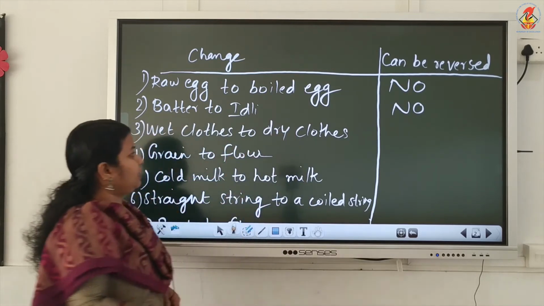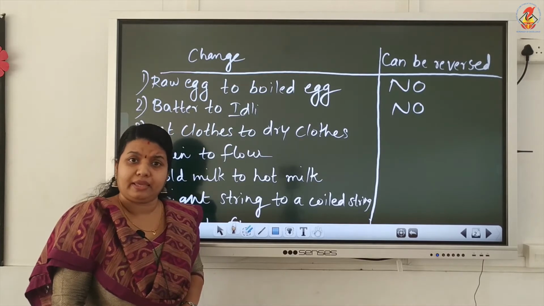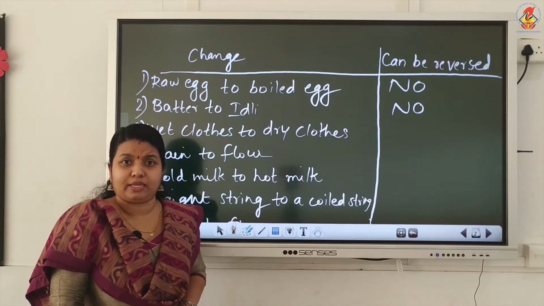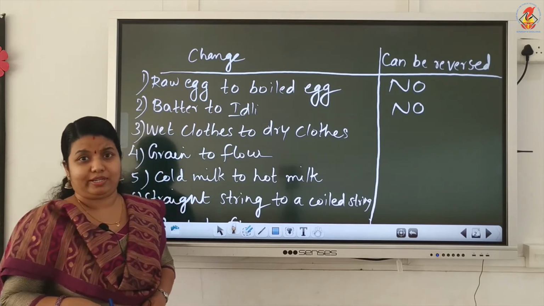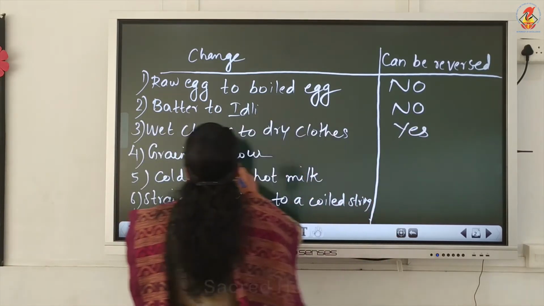Next one, wet clothes to dry clothes. How do you make wet clothes dry? By spreading them in the sun. Can you convert the dry clothes to wet clothes again? Yes, just add water. It will become wet again. So it can be reversed.